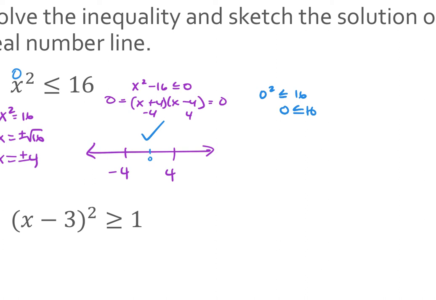Which means if I plug in -5, I'd get 25 is less than or equal to 16. That should not work. And if I plug in +5, 25 is less than or equal to 16. That does not work. So again, unless an answer is repeated, your pattern should be every other.